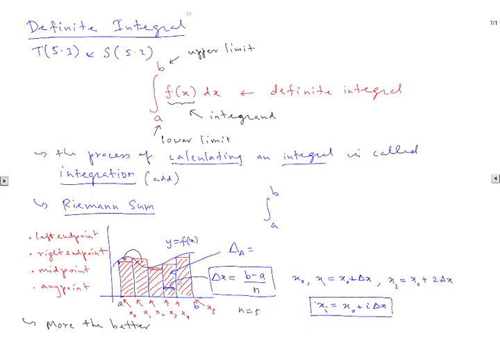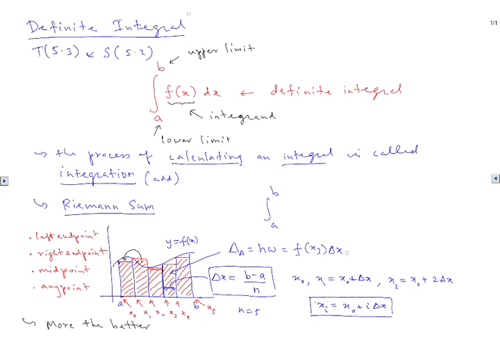So delta A of that area, what is it? It is the height times the width. What's the height? The height is the function value at x3, that's the height, so f of x3. And what's the width? Delta x, because we assume they are equal. So that's the area of the rectangle, the approximate value under the curve.